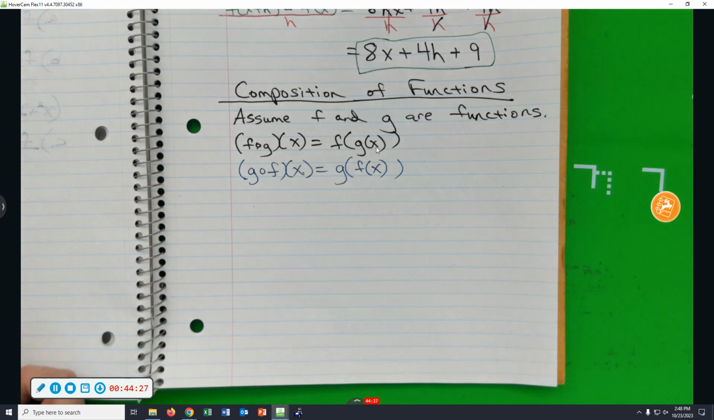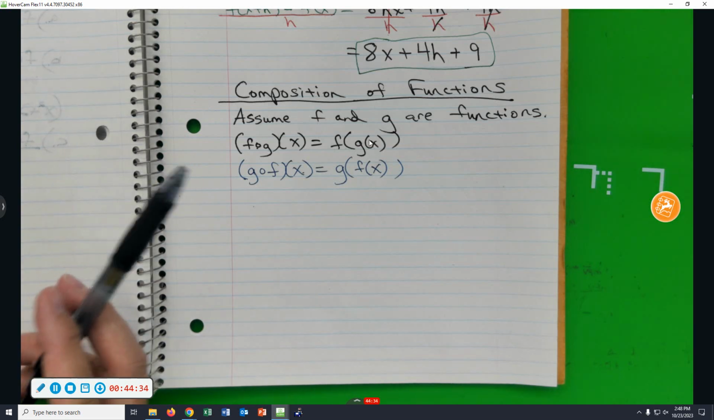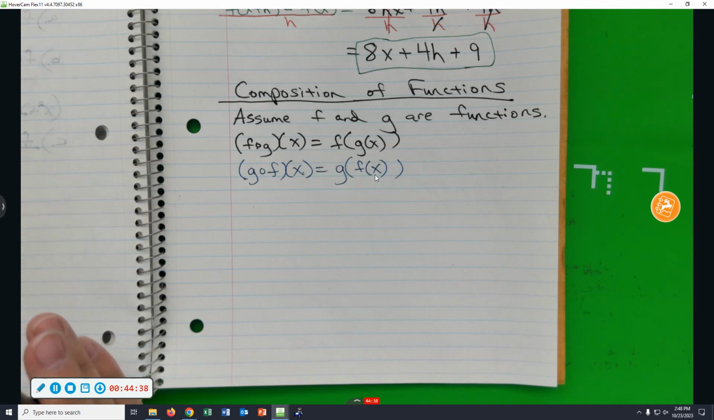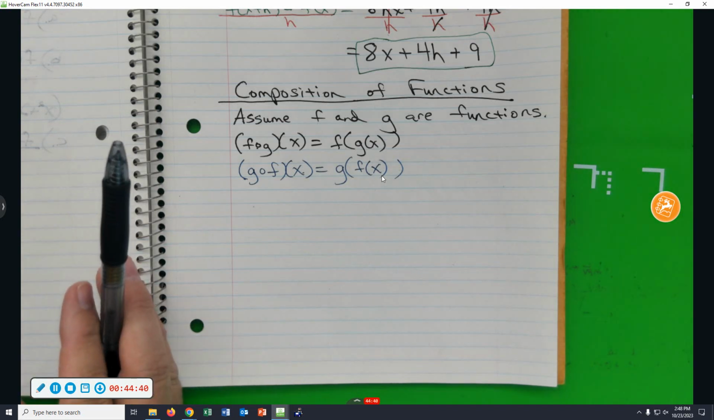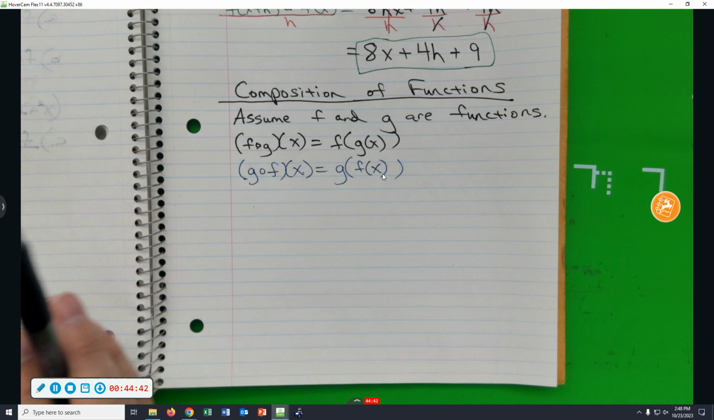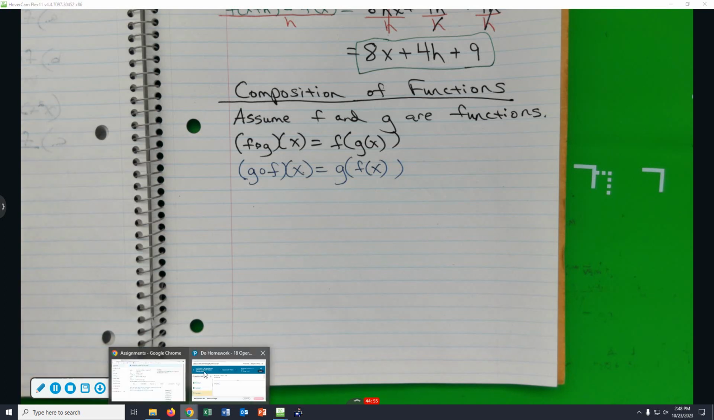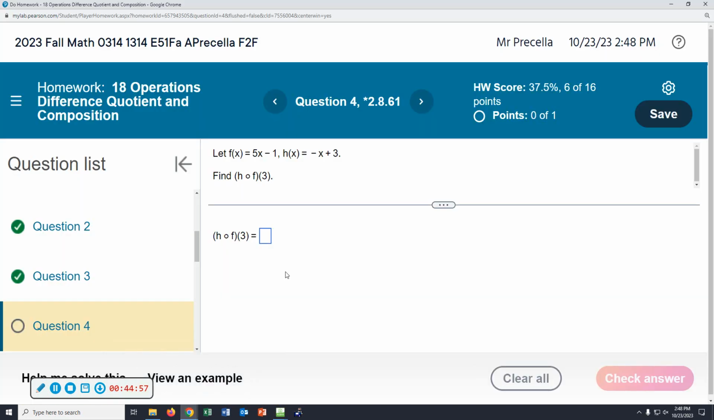And we're going to do two things with compositions of functions. We're going to find them at numbers. We're going to evaluate compositions at numbers. And if you're evaluating it at a number, you expect your final answer to be a number. The other thing we'll do is evaluate compositions in terms of x, in which case the result is a function of x. Let's look at number 4. Number 4.